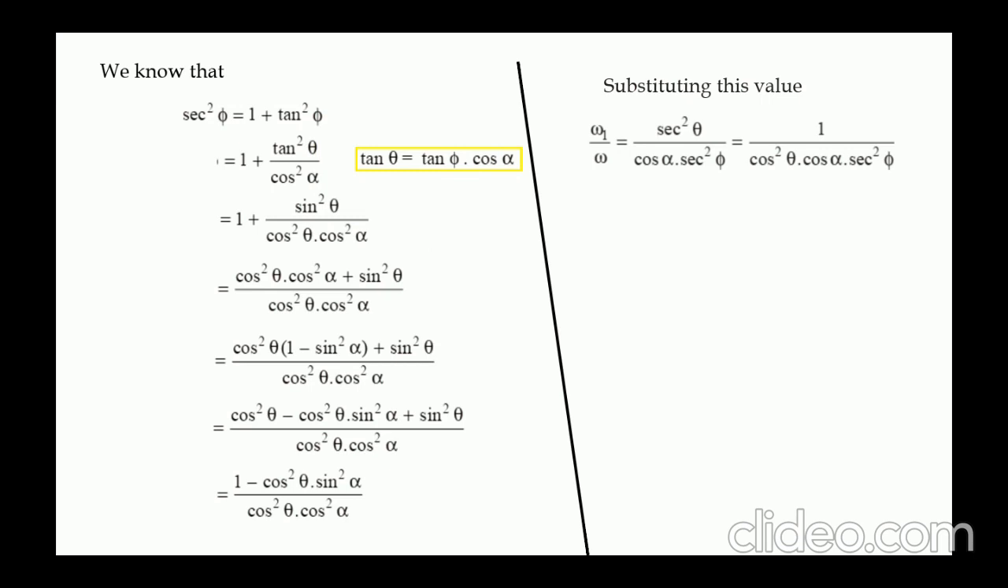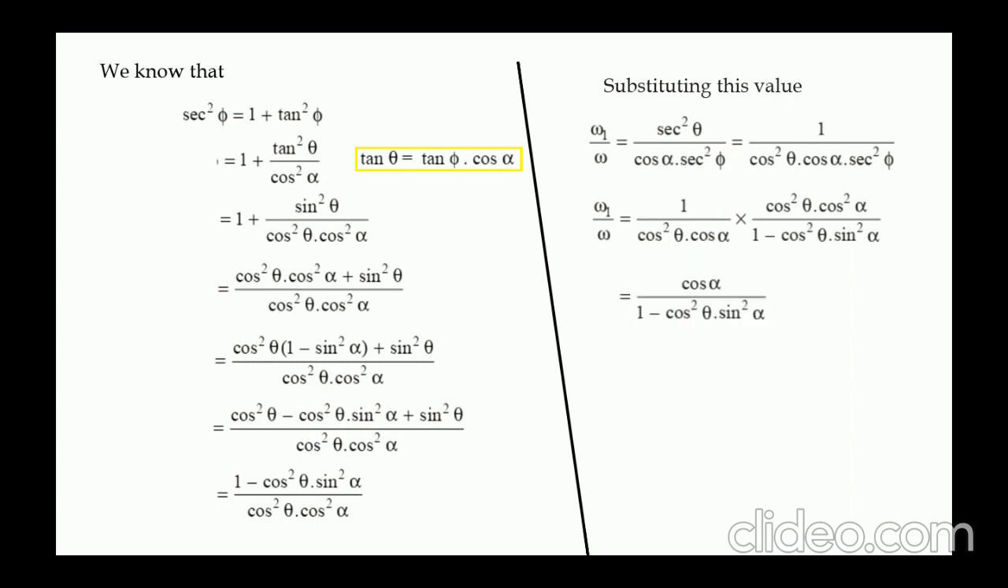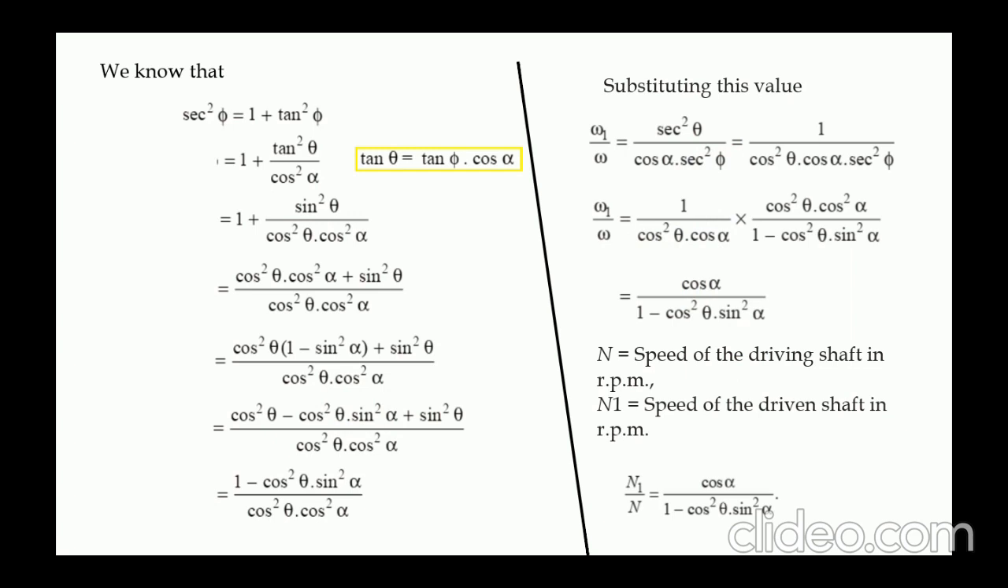Substituting this value in this above equation of ratio of angular velocities, we can get this equation as omega 1 upon omega is equal to 1 upon cos square theta into cos alpha. Substituting value of sec square phi, we can write this equation in this form. So substituting this value in the above equation, multiplying this term, we get cos alpha divided by 1 minus cos square theta into sin square alpha. Now this equation further can be written, in terms of RPM, as n1 upon n is equal to cos alpha upon 1 minus cos square theta into sin square alpha.